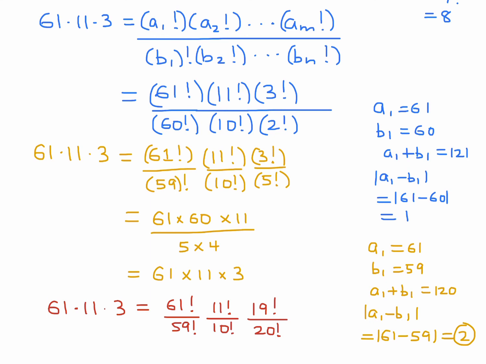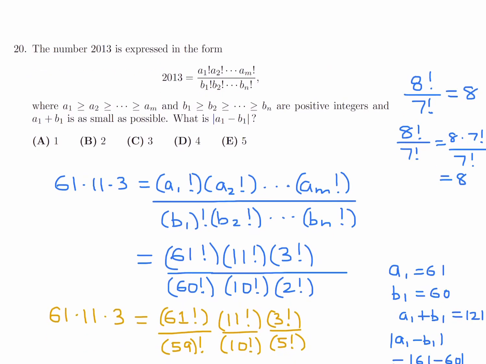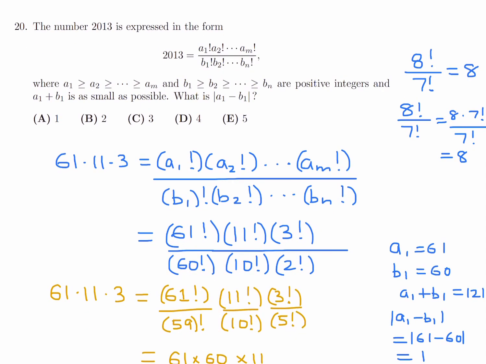And of course, you've got to arrange them in a way so that it's in decreasing order. So what I really should have done is written it like this. Not that it really changes our answer, but just to be consistent with the requirements of the question. This also ends up giving you this. And this also ends up giving you the same answer for A1 minus B1. So the answer is 2, and therefore number 20, that would be choice B.